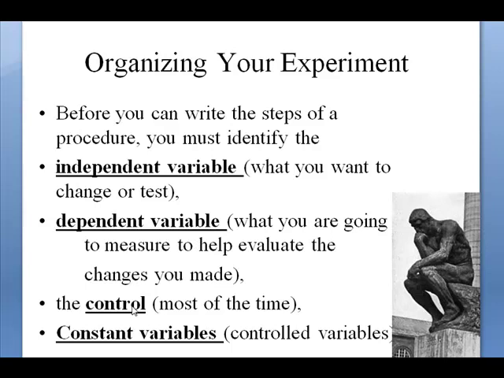And then finally, you're going to try to have a control trial. Not all experiments will have a control, most of them do. And then you're going to have a lot of constant or controlled variables, things that stay the same throughout the entire experiment, so you know the results are just because of the one thing you changed, not because of all these other things, because you kept them all the same.